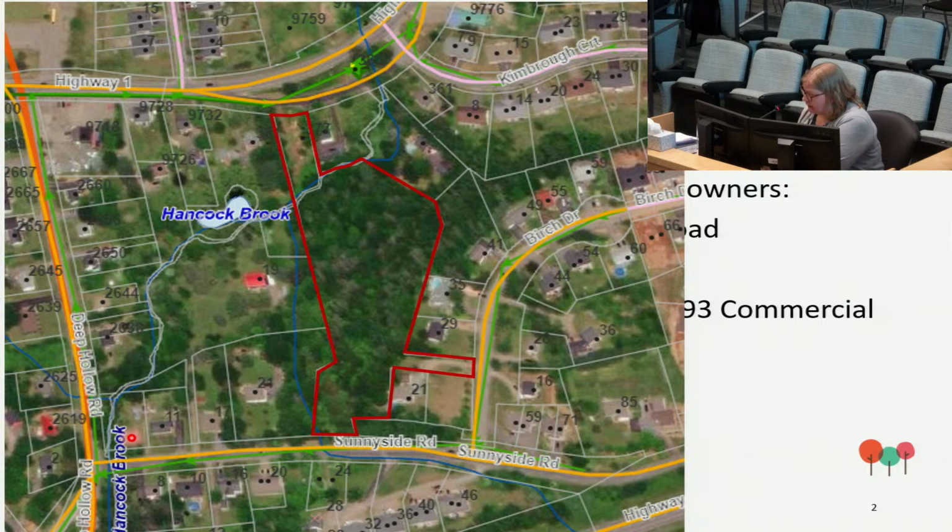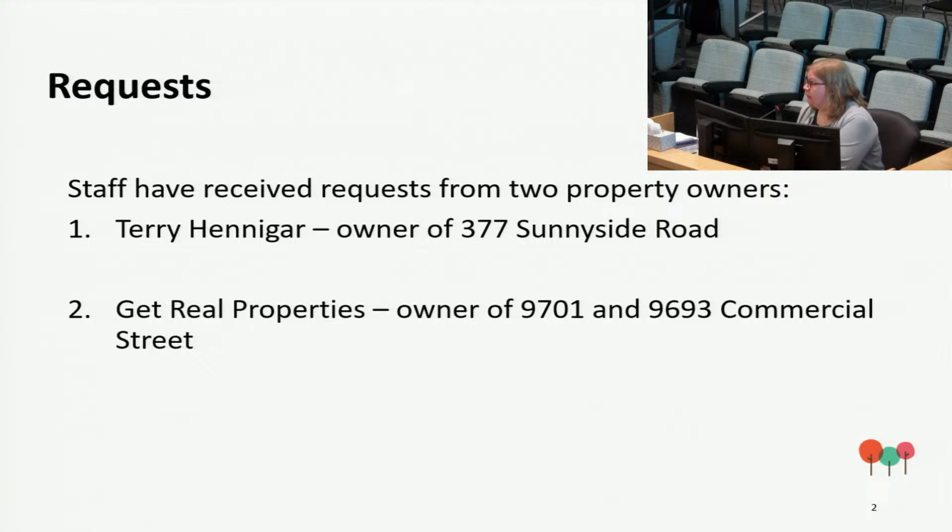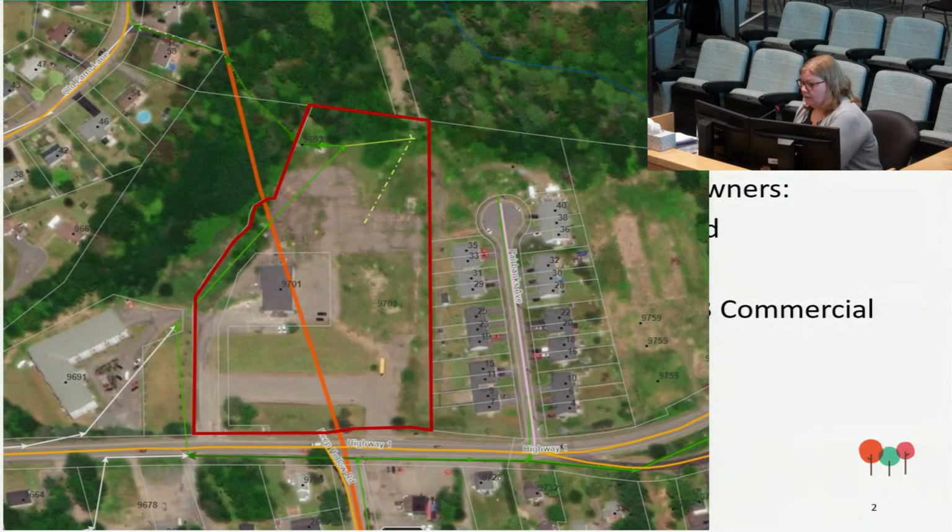This property does have some constraints in that there are several water courses in the area, and there is a fairly significant ravine that runs through it, so that would be the rationale for a somewhat limited proposal on the 4-acre property. The second request comes from Get Real Properties. They are the current owner of 9701 and 9693 Commercial Street. This property is bisected, half within the growth center of New Minas and half within the community of Greenwich.